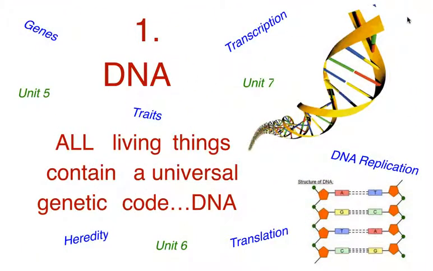The first characteristic that a living thing must have is DNA. All living things have to have DNA. That's our genetic code where our traits and genes are represented. The DNA tells our bodies what they're supposed to look like and how they're supposed to work. So all living things must have DNA.